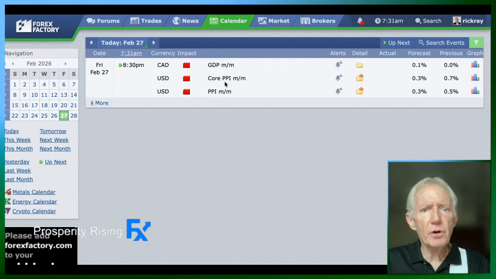Typically, the knee-jerk reaction, you get a lot of retail traders chasing the candles on those. And then within about 30 minutes or so after this data is released, it usually goes right back to what it was doing. But that's what it is. This is the news one hour before on Friday, February the 27th.